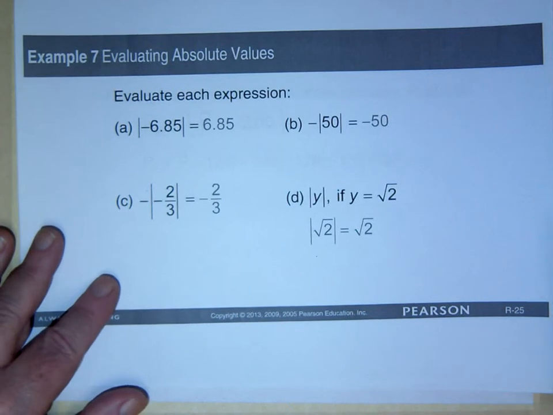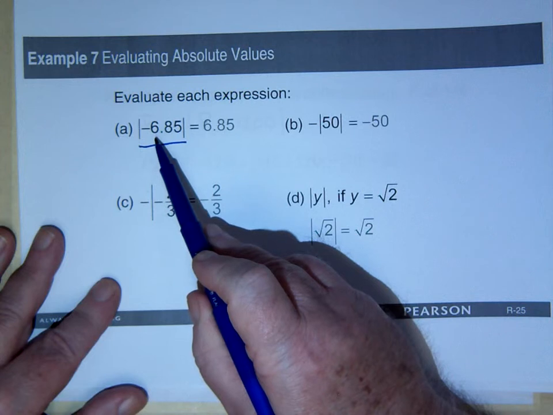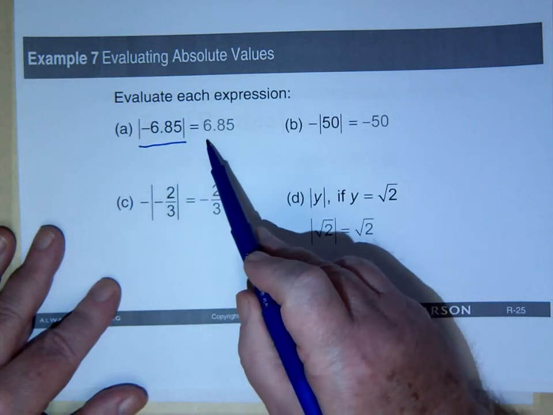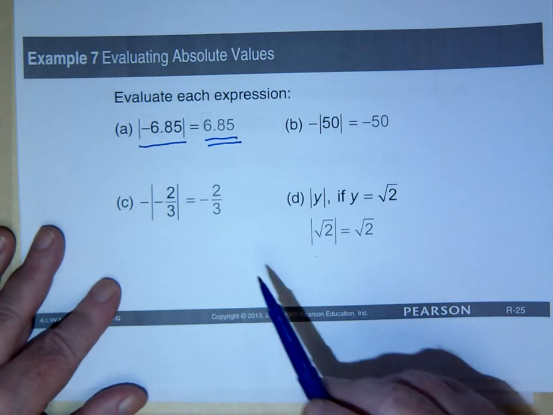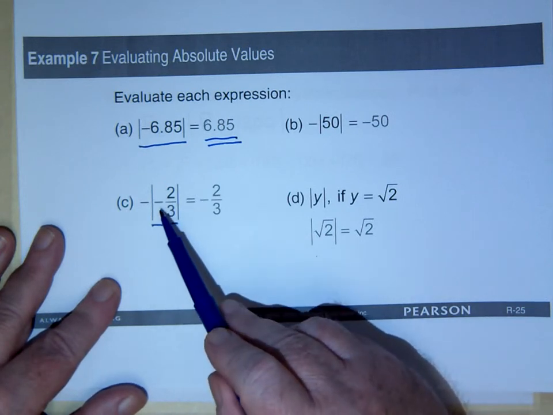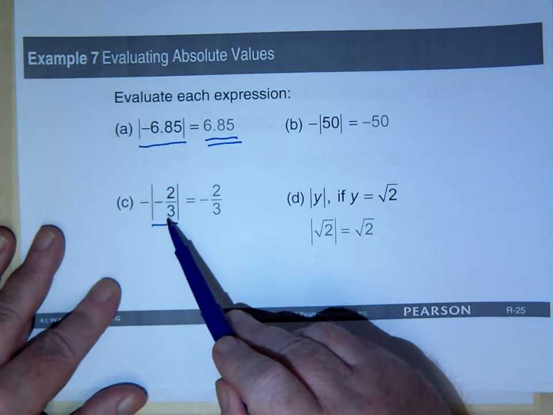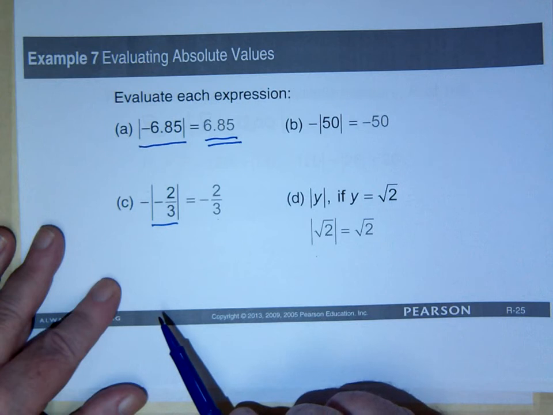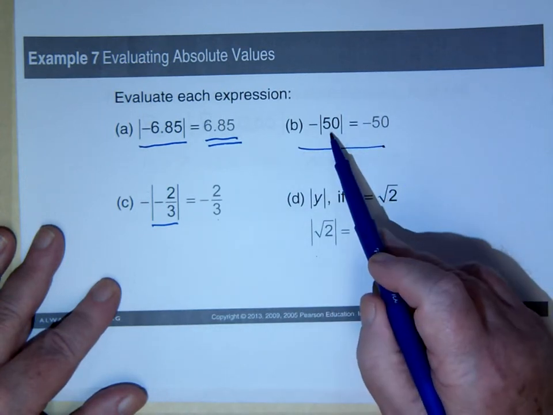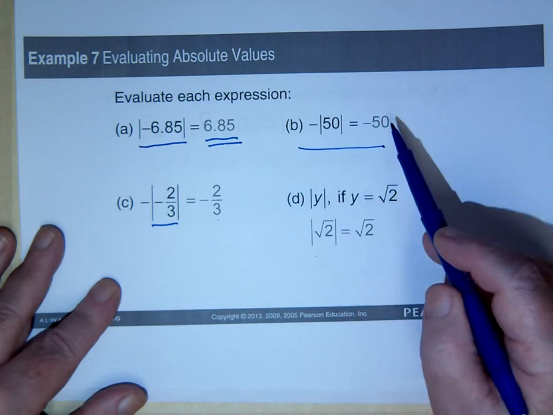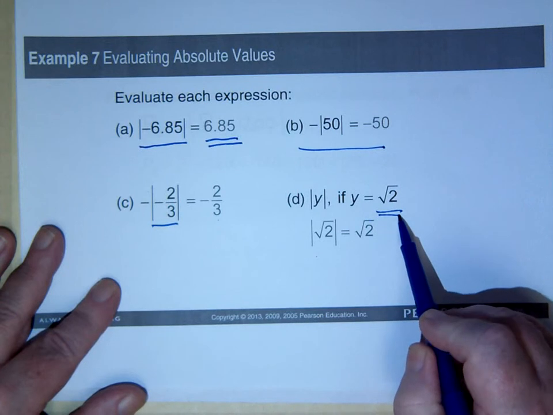So we can evaluate expressions. The absolute value of minus 6.85 is, how far is it from 0? It is 6.85 units. The absolute value of, and notice that we do the absolute value first, of minus 2/3 is going to just be 2/3, and then I multiply by minus 1 to get minus 2/3. Similarly, the absolute value of 50 is 50, and 50 times minus 1 is minus 50. And this thing is always bigger than or equal to 0.